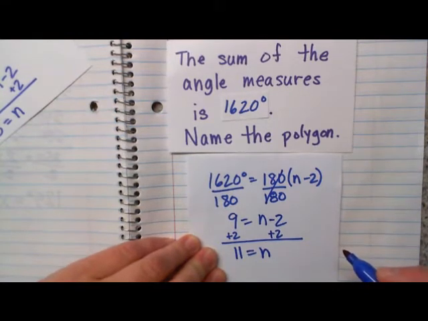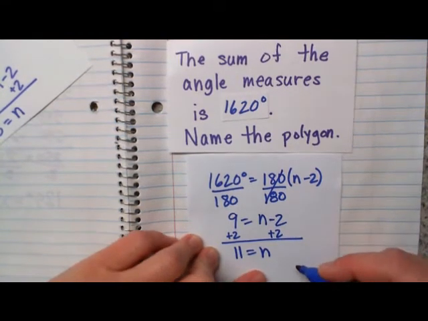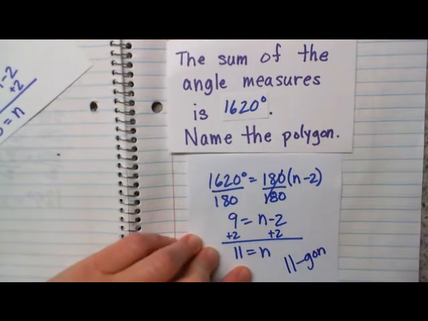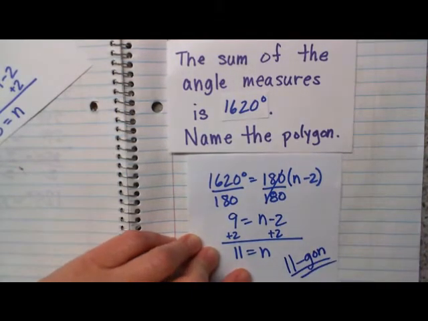11 equals n. You know what we're going to call that? An 11-gon. You'll see several examples tomorrow where we have very large side numbers, and so they just call it like 11-gon or 32-gon. It's just a simple way of doing it.